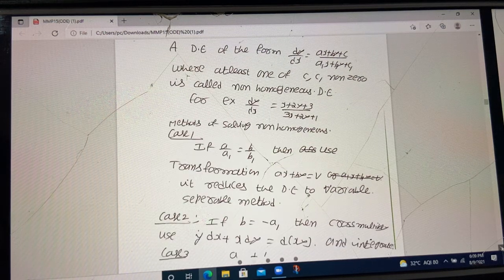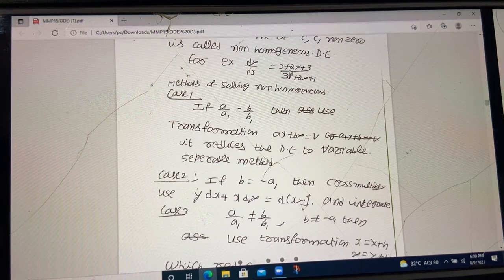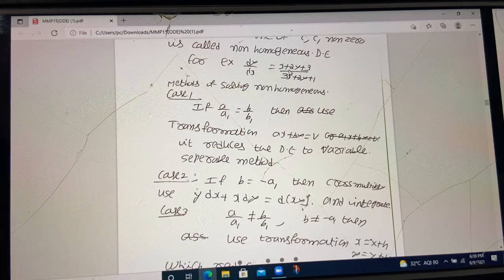So if you are asked to find this transformation, find out whatever is there in the numerator. For example, I am having here 1 by 3 not equal to 2 by 2. So we cannot apply this transformation. We can apply it only when a by a1 is equal to b by b1. Then the transformation ax plus by equal to v reduces the differential equation to variable separable.